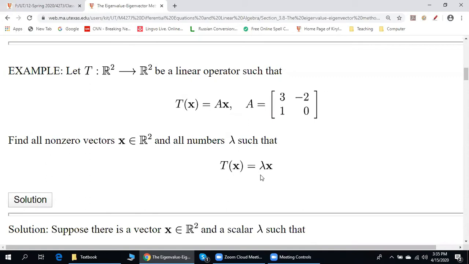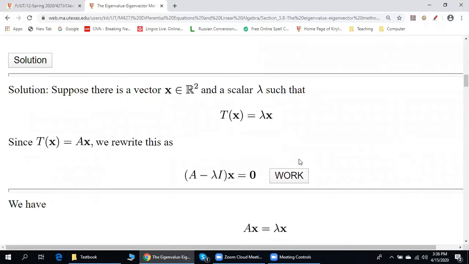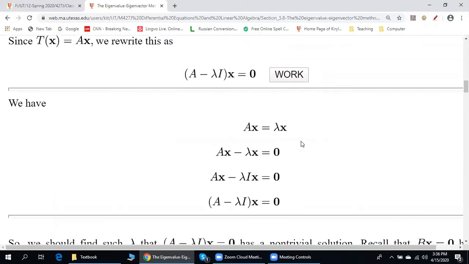In a moment, I'll show you that the equation Ax is equal to lambda x can be rewritten as A minus lambda I times x is equal to 0. Why is that? Well, here's why. So once again, we start with our equation Ax is equal to lambda x. Observe that if we move lambda x to the left, we will get this. And now, looking at line number 2, we see that x is a common term.